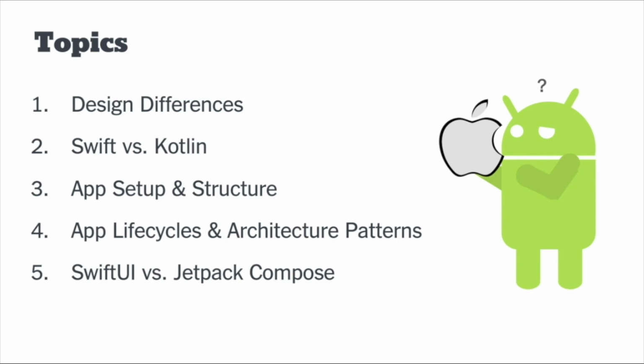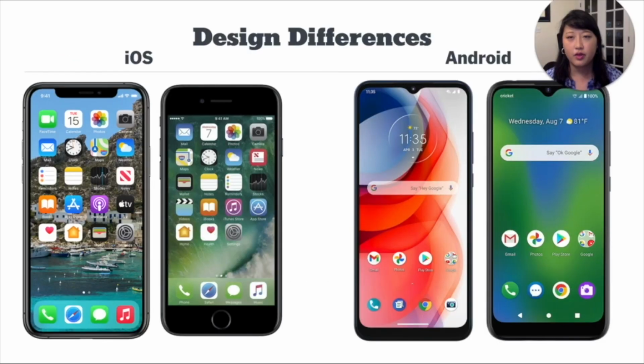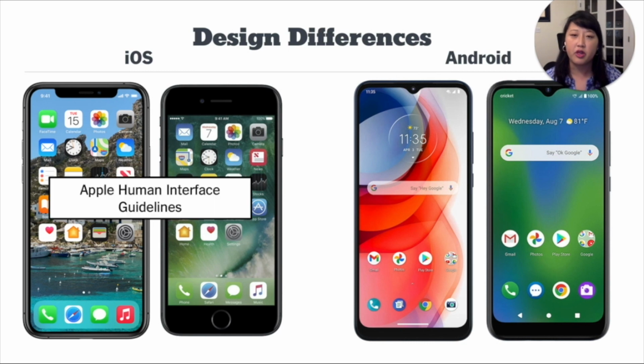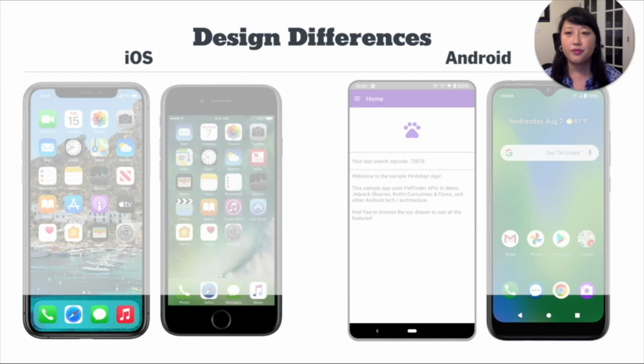These are the topics we're going to discuss today. First topic is the design differences between the Android and iOS platforms. iOS apps and platforms are designed based off of the Apple Human Interface guidelines, whereas in Android we use material design. One of the main areas that the platforms differ is with the phone's controls.